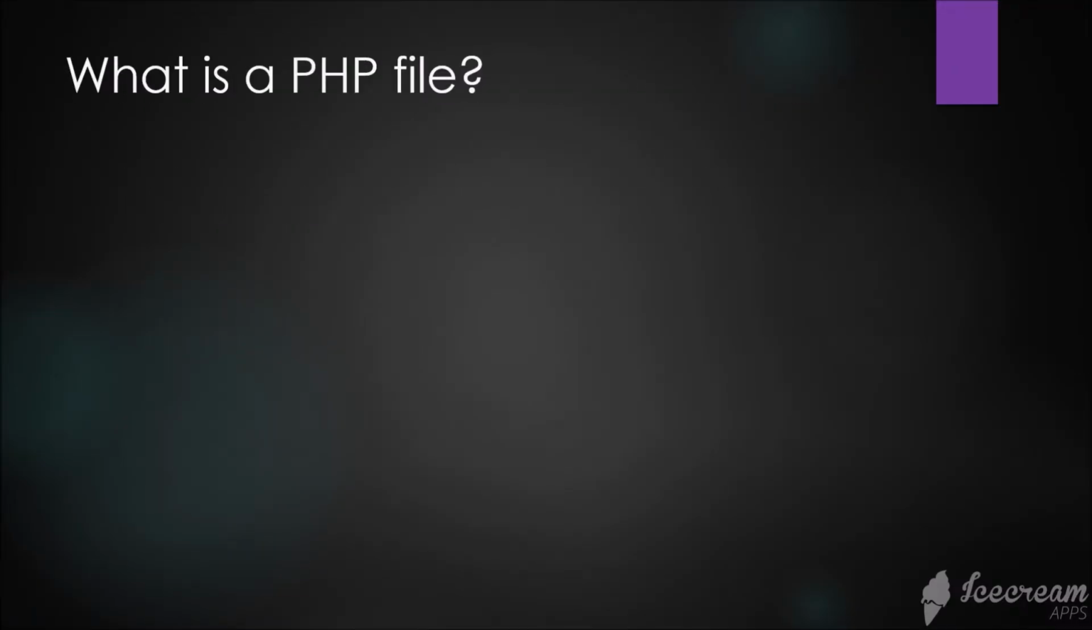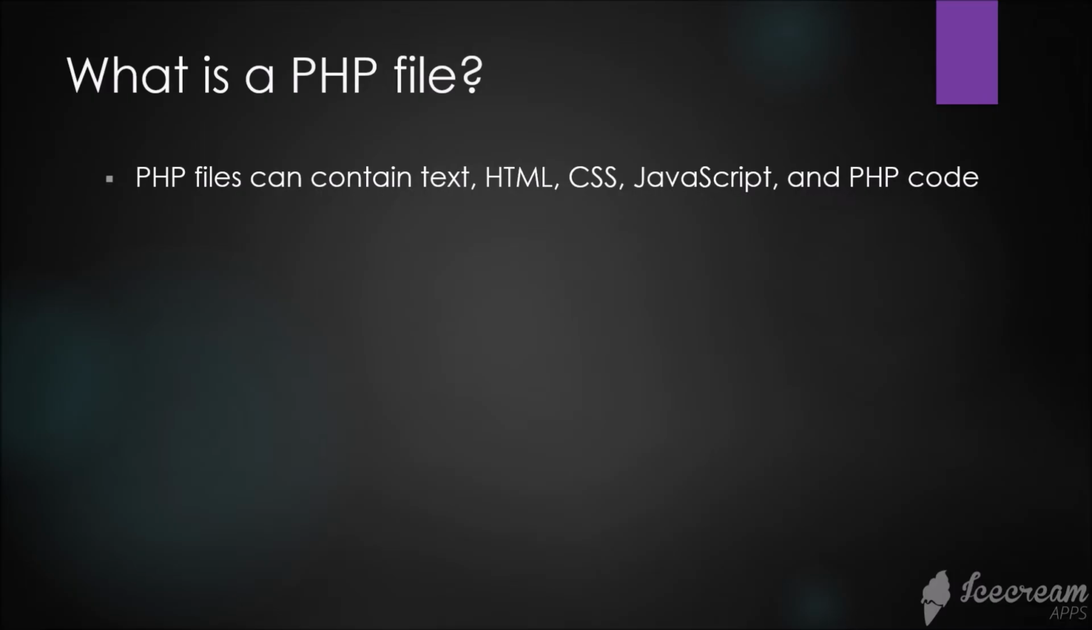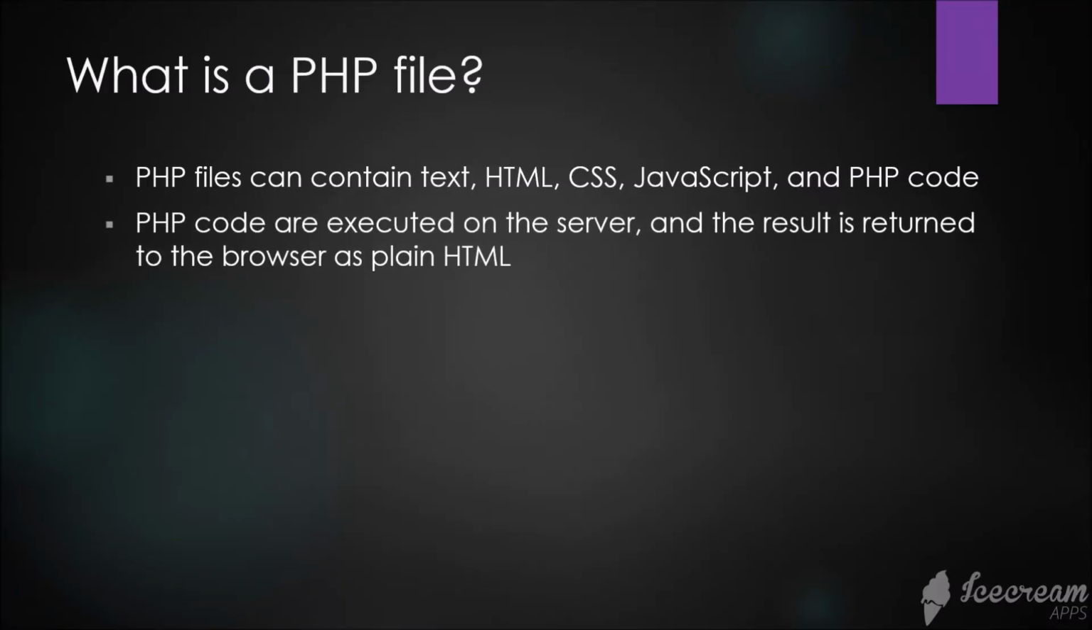Okay, so what is a PHP file? PHP files can contain text, HTML, CSS, JavaScript, and PHP code. PHP code is executed on the server, and the result is returned to the browser as plain HTML. And PHP files have an extension of .php.